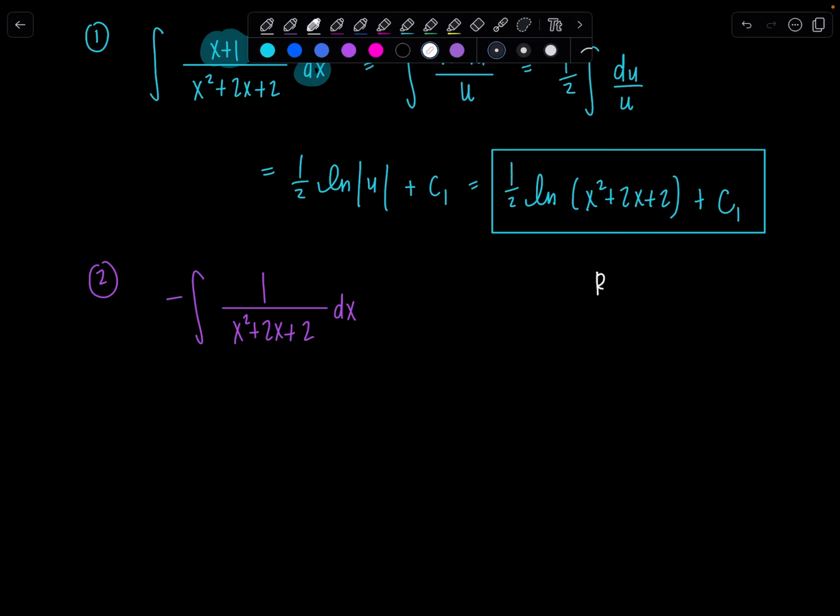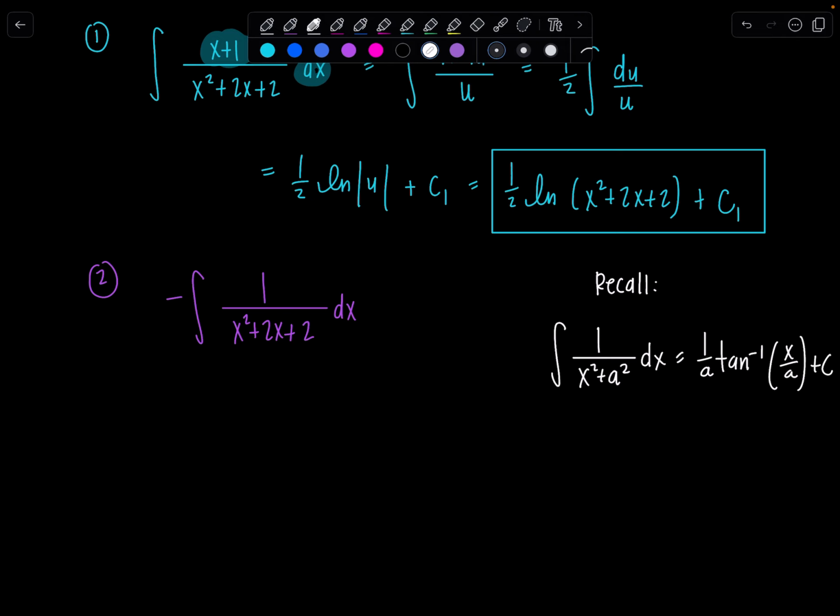If you'll recall, and this is an important integral to memorize, 1 over x squared plus a squared dx is 1 over a tan inverse x over a plus c. You can prove it using trig sub, but it's not worth doing that way. It comes up so frequently, you should put this one to memory.